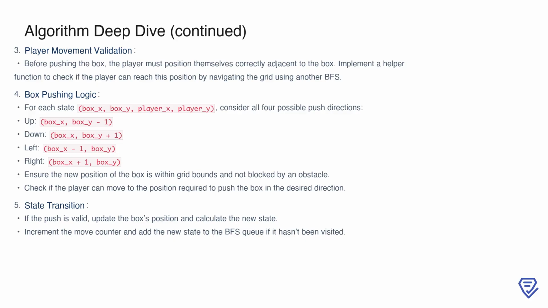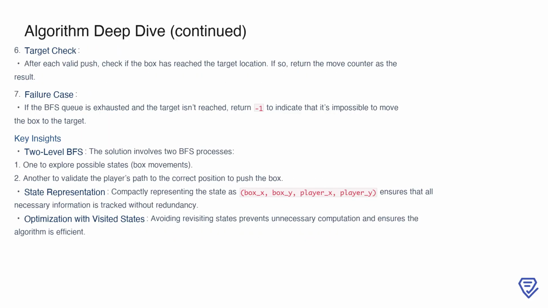This involves updating the box's position, incrementing the move counter, and adding the resulting state to the BFS queue, provided it hasn't been visited before. After every successful push, we check whether the box has reached the target position. If it has, we immediately return the move counter as the result, since we've found the minimum moves required. If the BFS queue is emptied without reaching the target, it means the box cannot be moved to the target, and we return -1 to indicate failure.